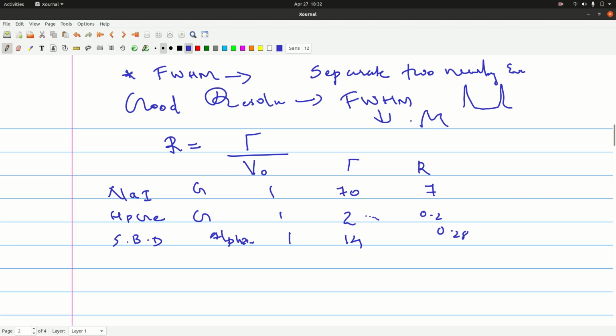Here is their typical energy, and V0 is the typical energy. So by finding R using the equation, we will get the resolution like this. So we know that the resolution is better for the HPGe detector compared to the sodium iodide detector.